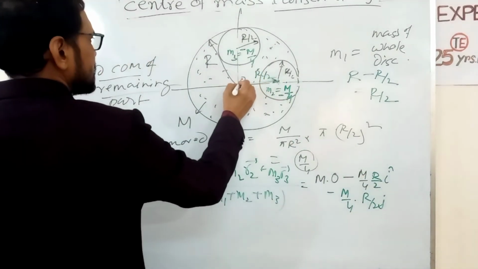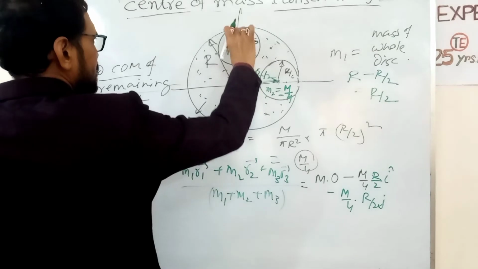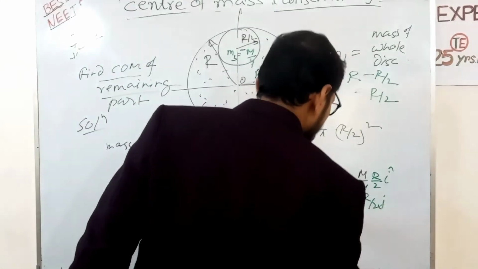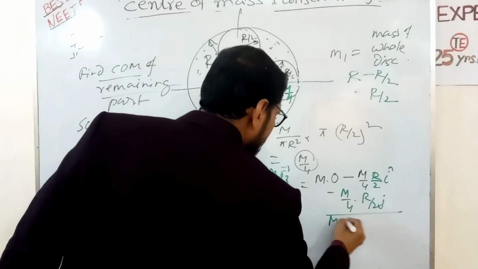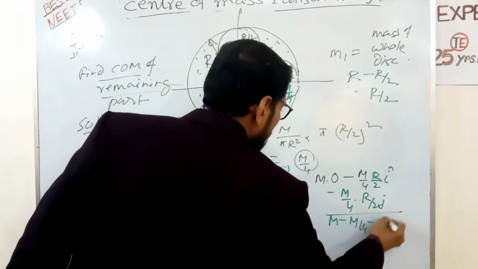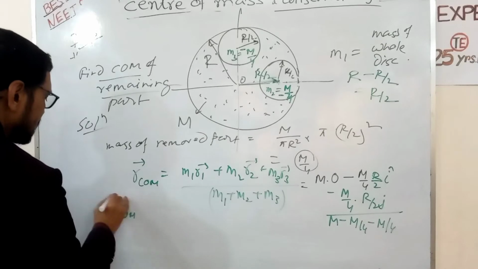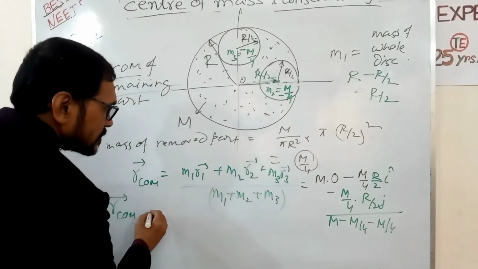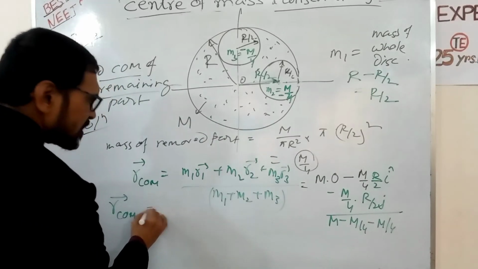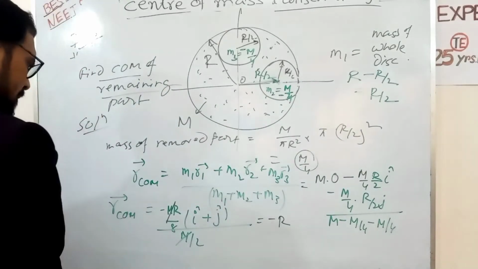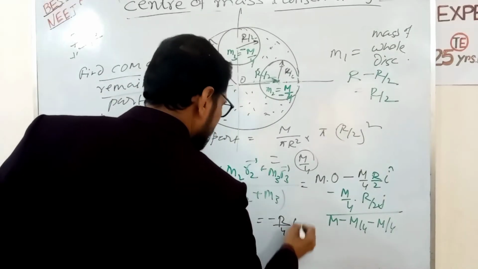Similarly, this is r and this is r by 2, so this distance is r by 2. So minus m by 4 into r by 2 j, divided by the total mass m minus m by 4 minus m by 4. This is the position vector of the center of mass of the remaining part. This will be r into 2 minus r by 4 into i plus j.